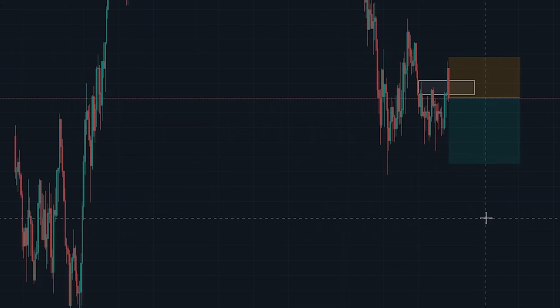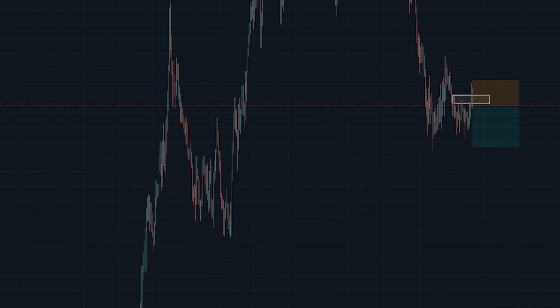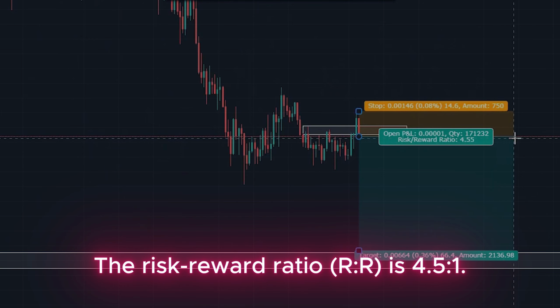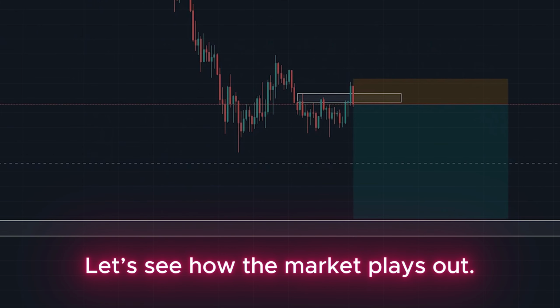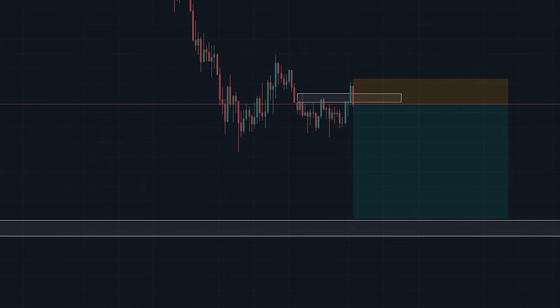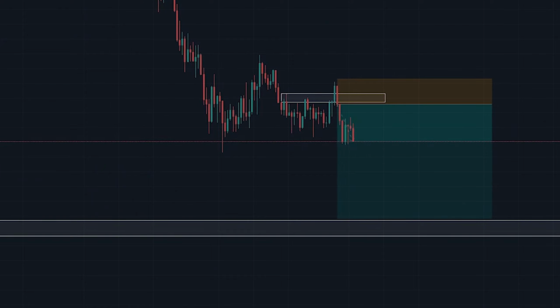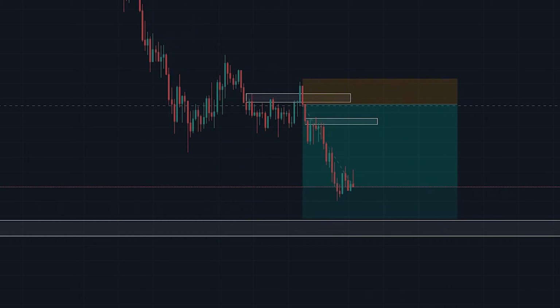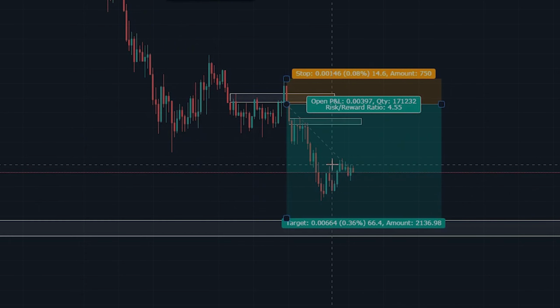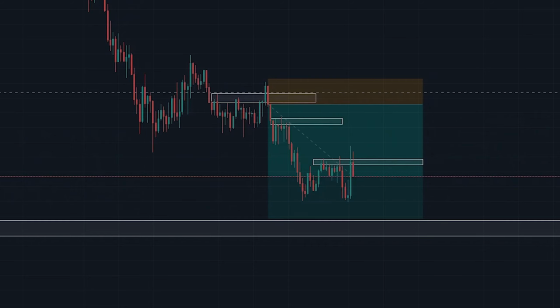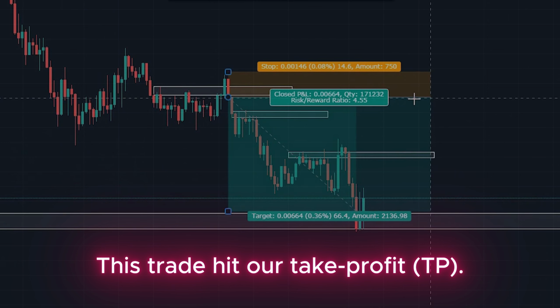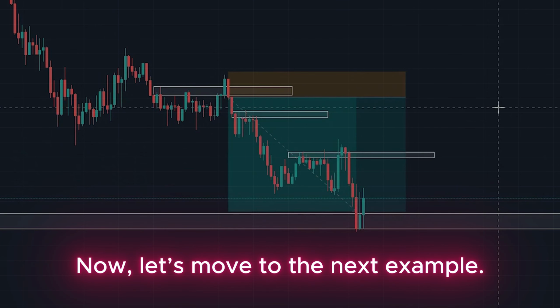In this case, we take profit at this low. The risk-reward ratio, RR, is 4.5 to 1. Let's see how the market plays out. This trade hit our take profit, TP. Now, let's move to the next example.